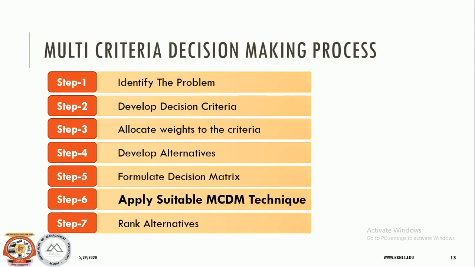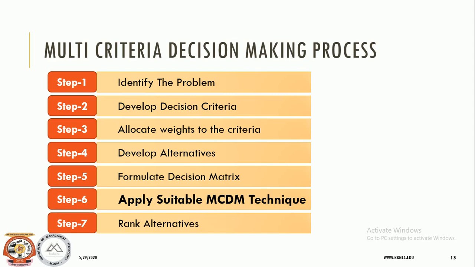Now let us go through the multiple criteria decision making process. So the step one, in different literature you may find different number of steps. The one which I personally like is the simplest one. This is step one: identify the problem, then develop the decision criteria, then allocate weights to the criteria, then develop the alternative, formulate decision matrix, apply suitable MCDM techniques, and then rank alternative. Selection of a smartphone is a problem. Develop decision criteria. The criteria was price, then weight, then RAM, then screen size, and then the secondary memory. So this was the decision criteria.